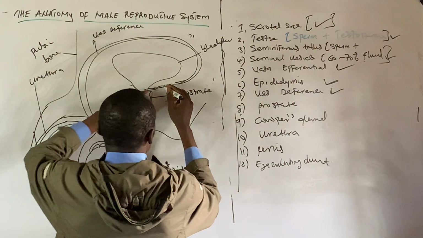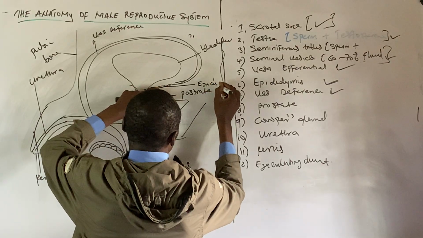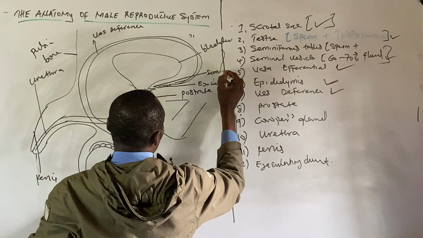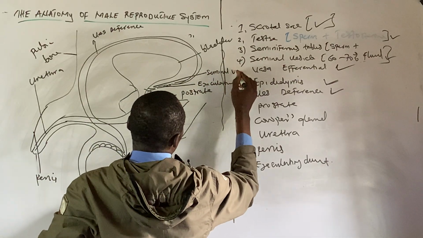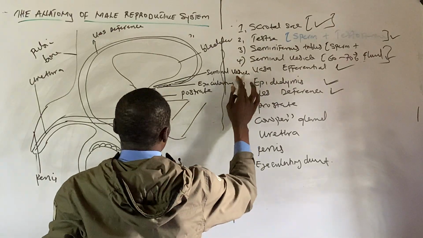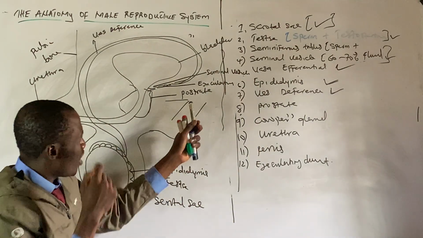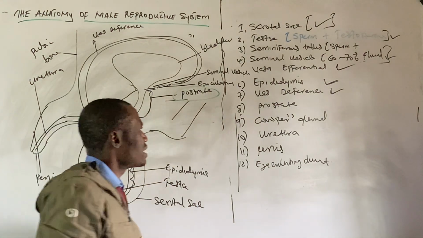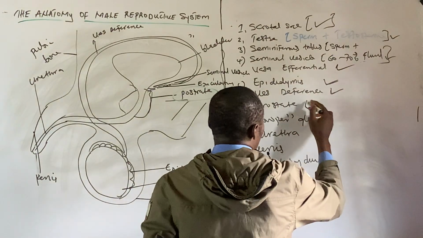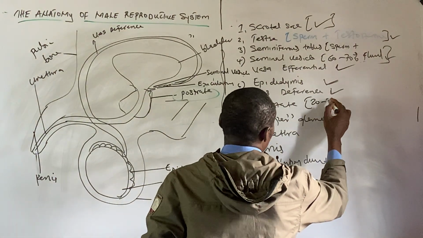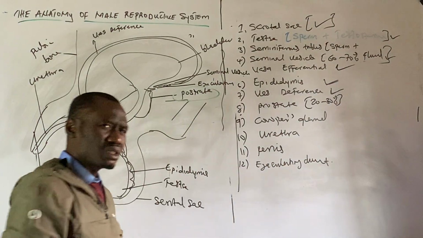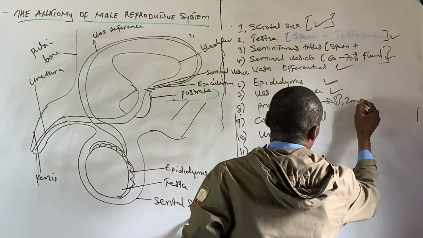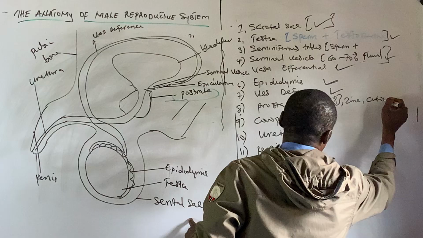So we have the ejaculatory duct. Before that, we have the seminal vesicle. Now, look at what's happening here. We haven't discussed the prostate. The prostate also secretes about 20 to 30% of the fluid of the semen. Now, what is contained in the fluid that the prostate is secreting? We have zinc and we have citric acid.